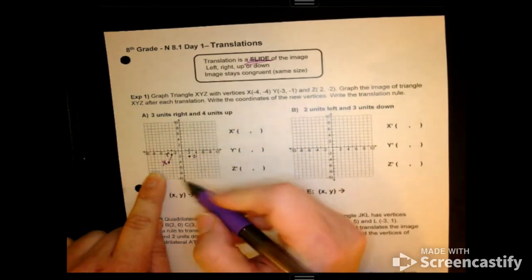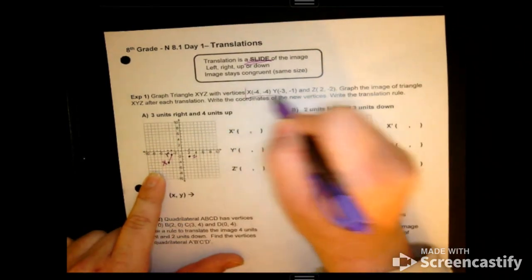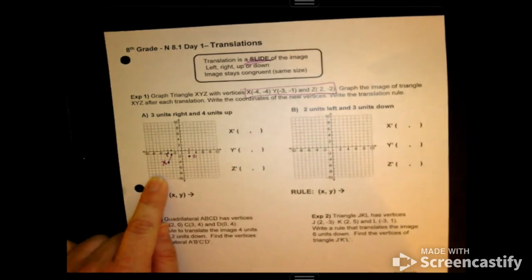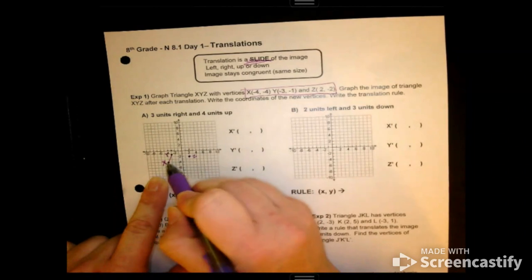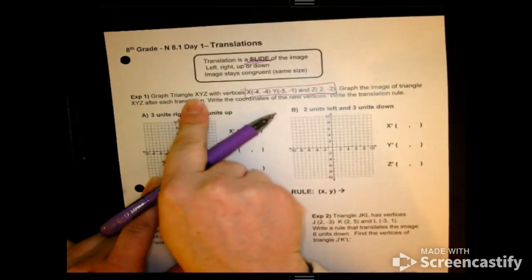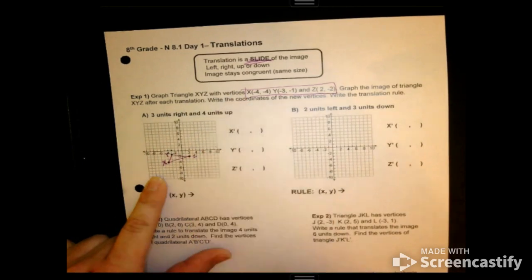Where did I get them? Right here. I thought if it was a negative, you go to the left. I did. This is the left. It's a triangle. Yes, it's a triangle. It says graph triangle XYZ. Oh my gosh, guys.